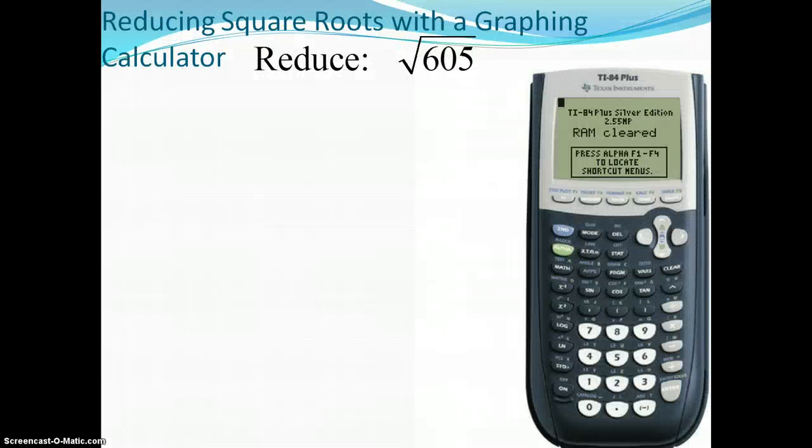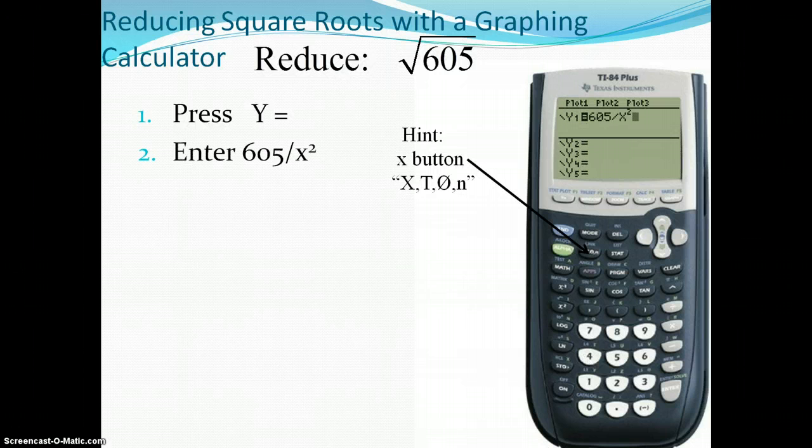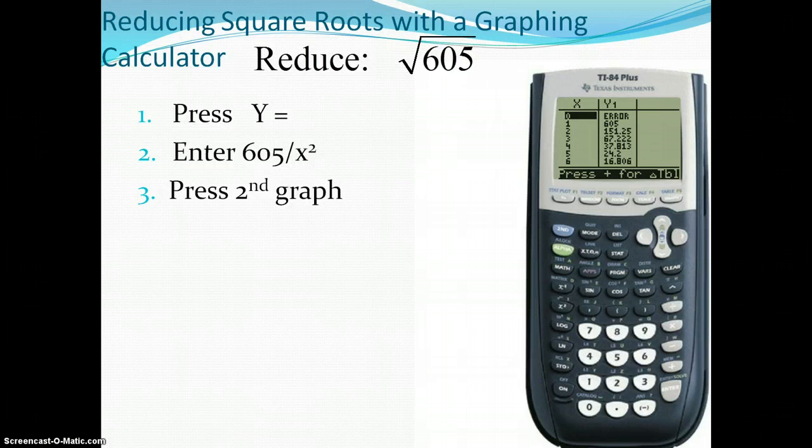So there's a way to do this in the calculator, especially if you get a big number. If you go to your calculator and go to y equals, and then say, for example, we're trying to find the square root of 605. Now, keep in mind, we're not going to put the square root in there. We're just going to put the number 605 in there. All right, so you put the 605 in there, and you divide by x squared. Now, what's going to happen is it's going to divide it by every number, but it's going to square every number. Now, when we go to look at the table by pushing second and graph, we can see all the different numbers that it tries to divide by.